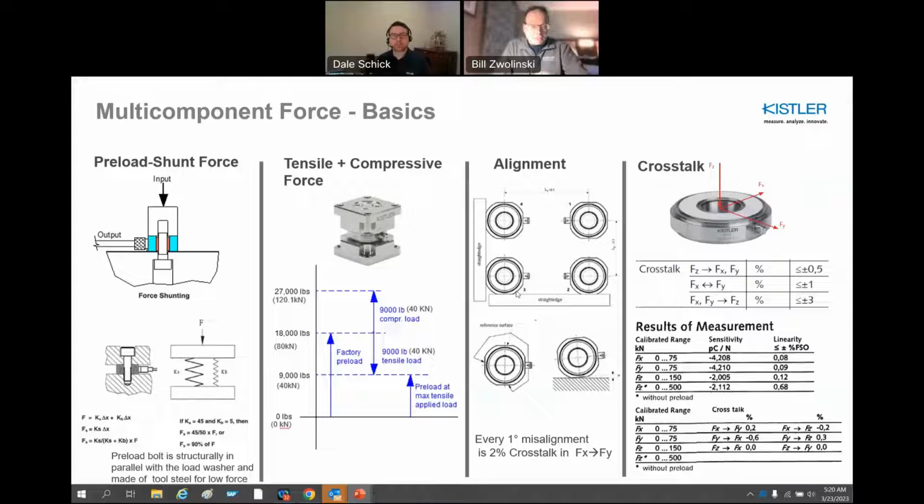Also, sensor alignment is very important as well, because every 1 degree misalignment relates to about a 2% crosstalk in X and Y. And crosstalk is also on data sheets and also calibration certs. And calibration certs show the actual crosstalk, but it's also usually quite a bit better than what might be in a data sheet. The data sheet is a maximum value. The calibration cert is the actual value.